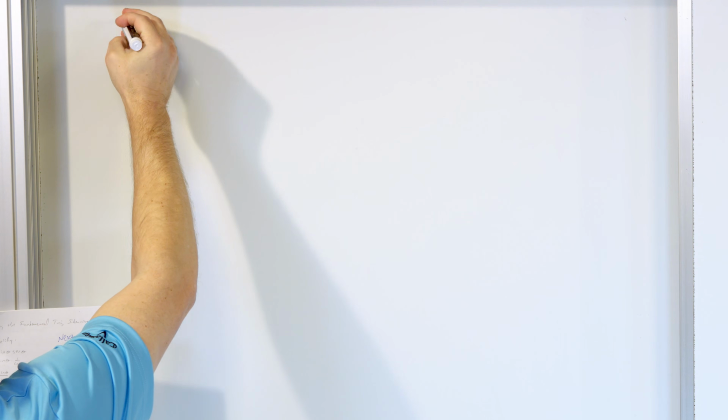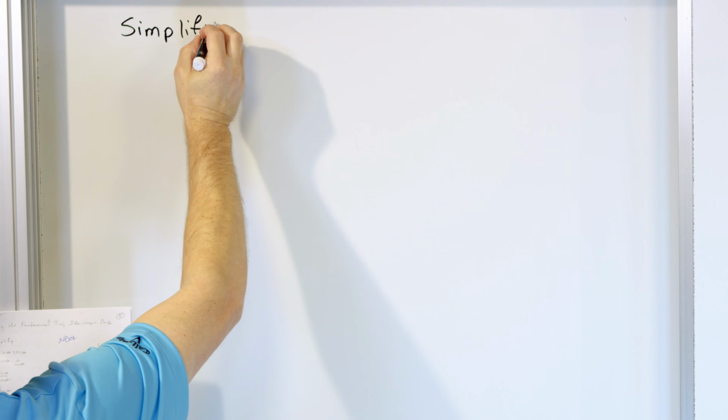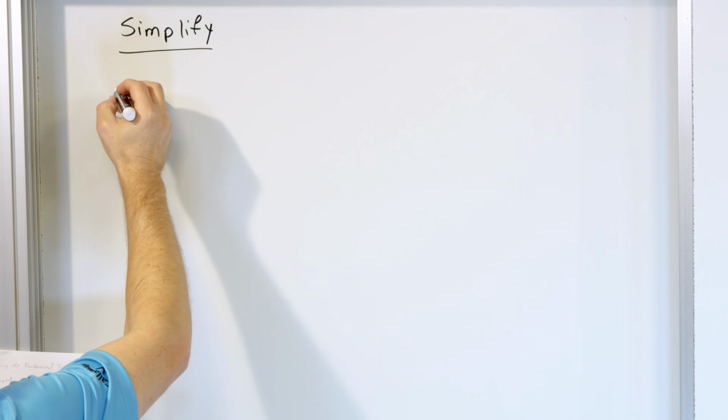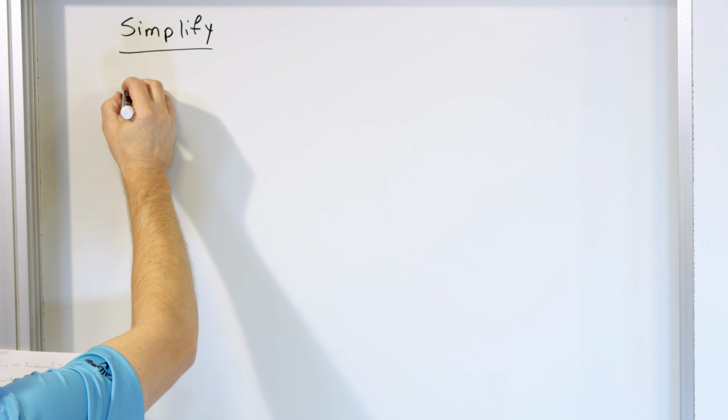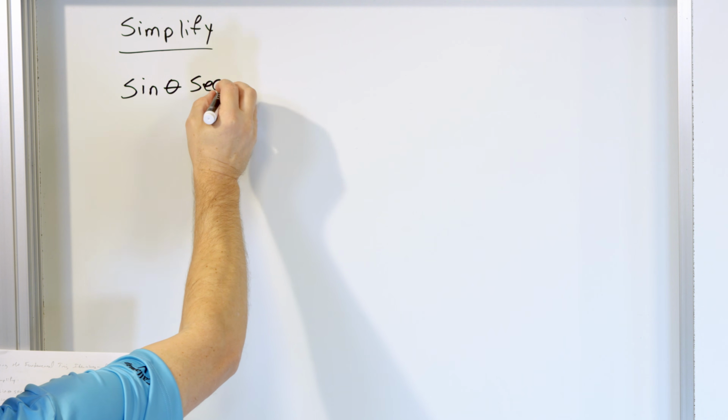So let's go ahead and tackle problem number 1. It's simply to simplify. Remember back to 4th or 5th grade when you were simplifying fractions. We just say simplify the fraction. Well, in trig now, we're going to be simplifying the following function: sine of the angle theta multiplied by secant of the angle theta.